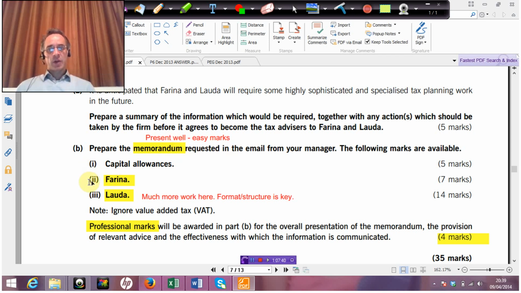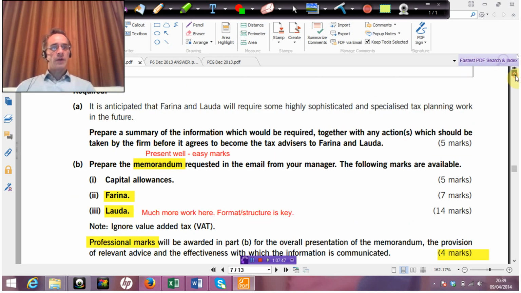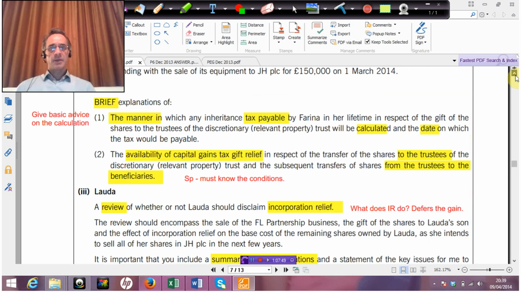Then we're asked for a couple of different areas. We're not going to deal with capital answers at the moment, just these 2. So I'll take you through the detail of what was required here. And when I take you up this answer, bear with me 1 second.